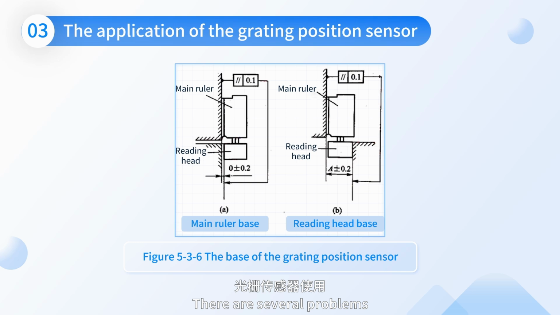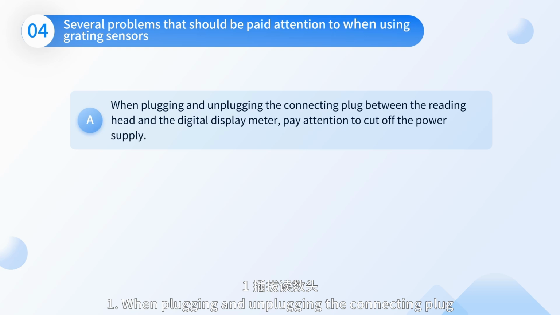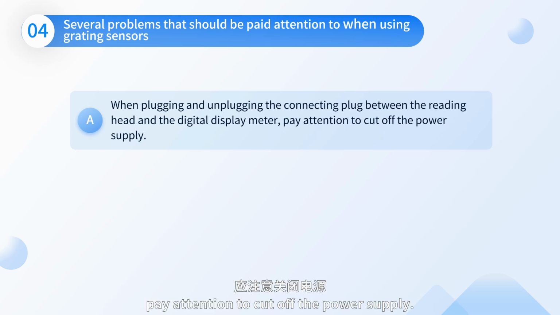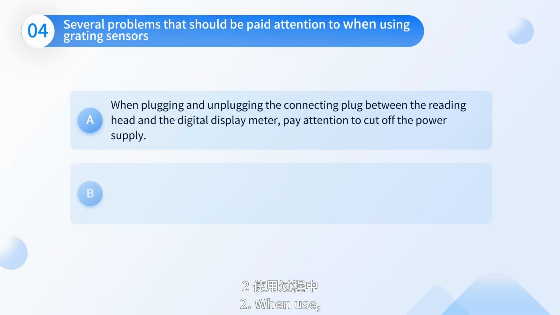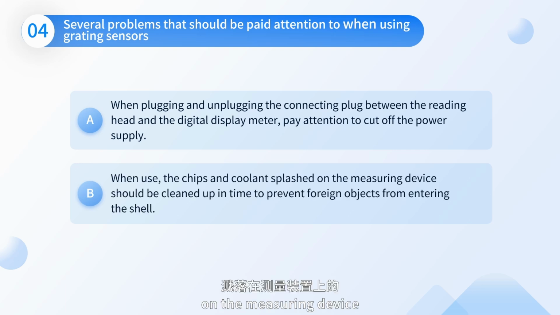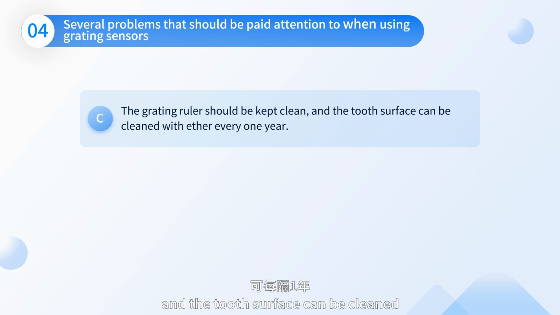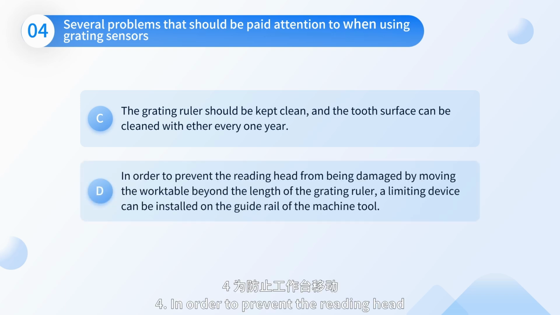There are several problems that should be paid attention to when using grating sensors. 1. When plugging and unplugging the connecting plug between the reading head and the digital display meter, pay attention to cut off the power supply. 2. When in use, the chips and coolant splashed on the measuring device should be cleaned up in time to prevent foreign objects from entering the shell. 3. The grating ruler should be kept clean, and the tooth surface can be cleaned with ether every year. 4. In order to prevent the reading head from being damaged by moving the work table beyond the length of the grating ruler, a limiting device can be installed on the guide rail of the machine tool.